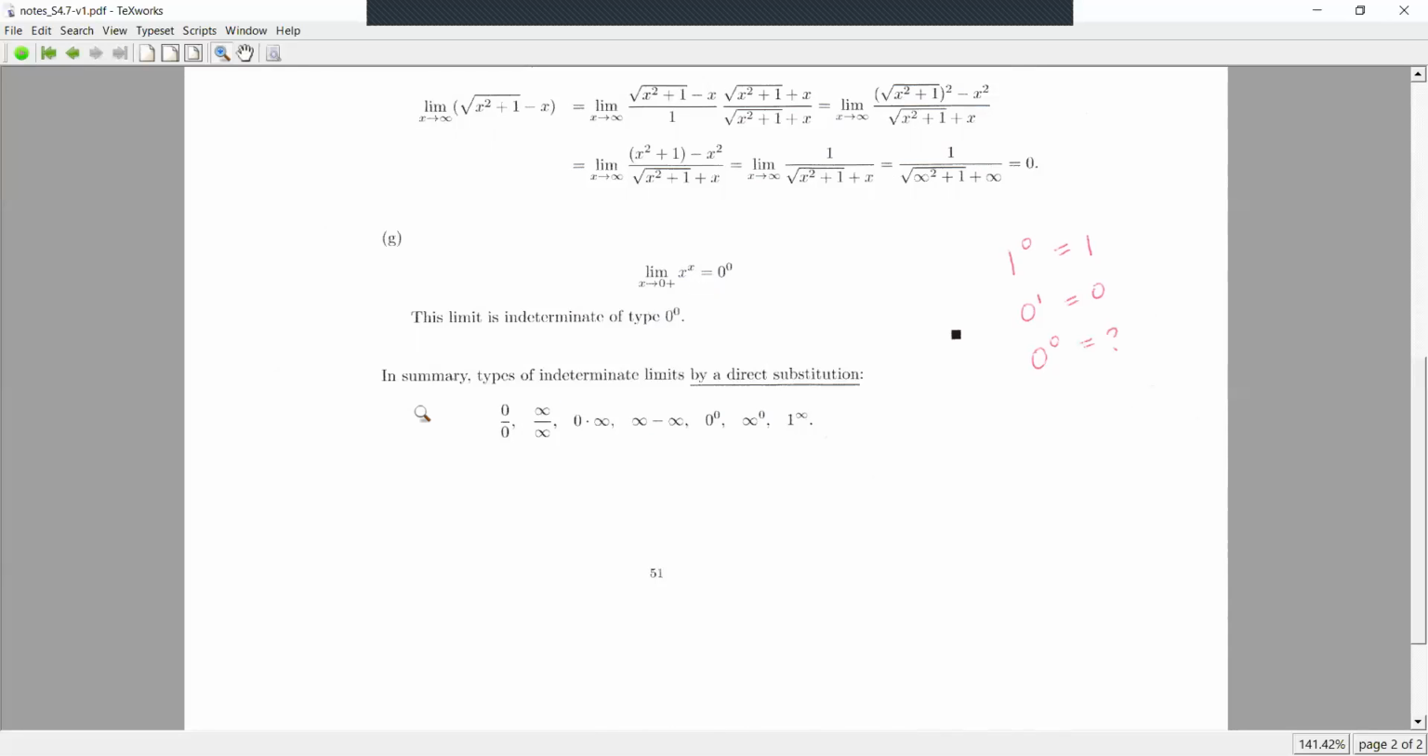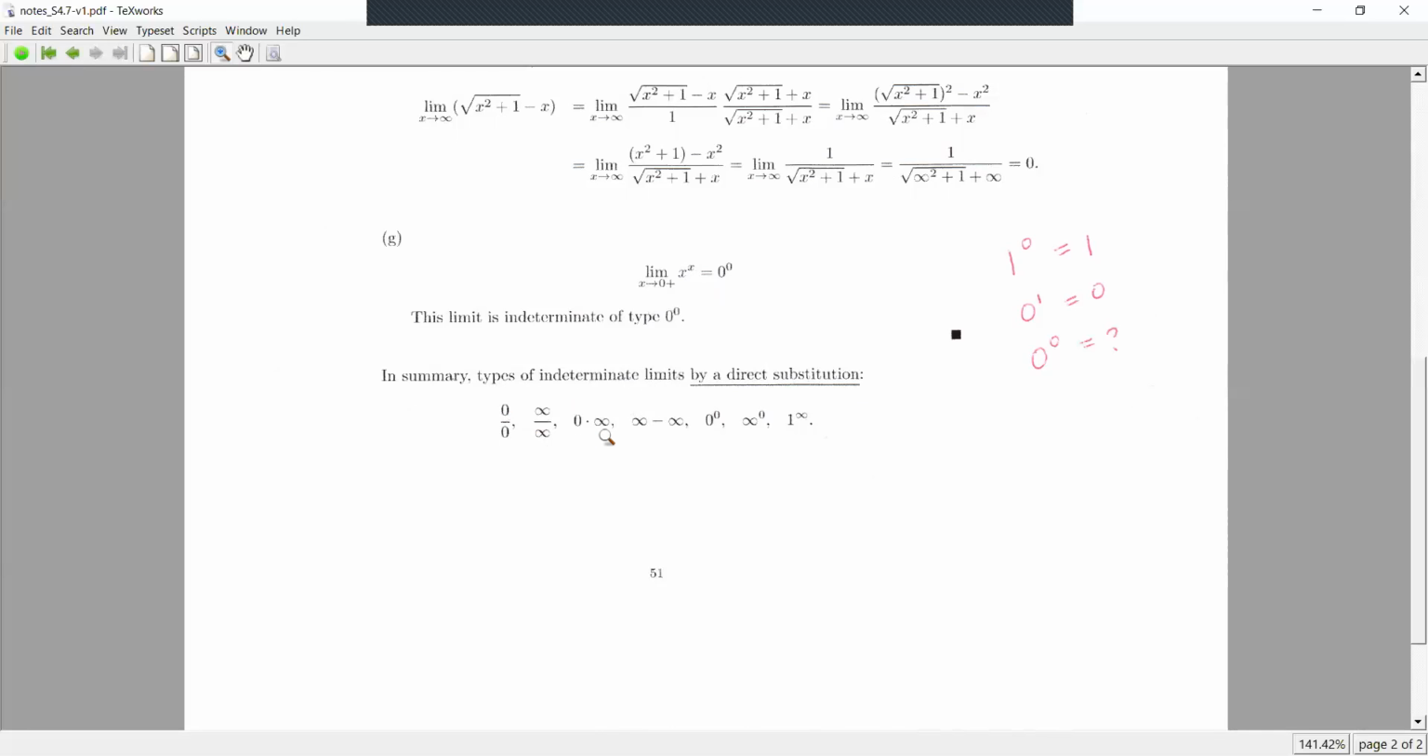Okay, now let me make a summary. A summary about the types of indeterminate limits. Here, indeterminate means cannot be determined by direct substitution. How many types of difficult limits? Okay, 0 over 0, difficult, I cannot tell. Infinity over infinity, I cannot tell, difficult.